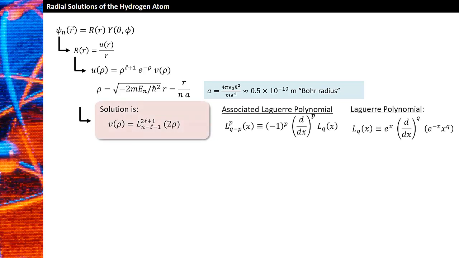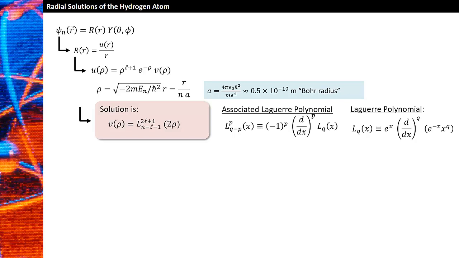Well, it turns out that the solution for this function v of rho is kind of simple if you write it in terms of Laguerre polynomials. And so we wrote this in terms of Laguerre polynomials. So v of rho is this combination of the quantum numbers l and n, and that's a function of 2 rho. And the L function here is the associated Laguerre polynomial, which is itself defined in terms of the Laguerre polynomial.